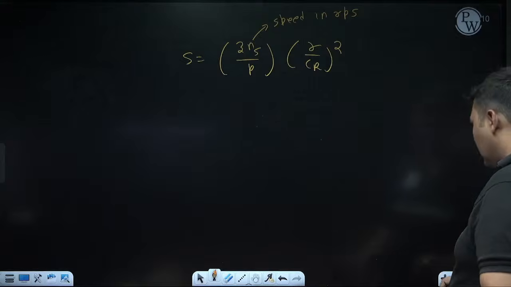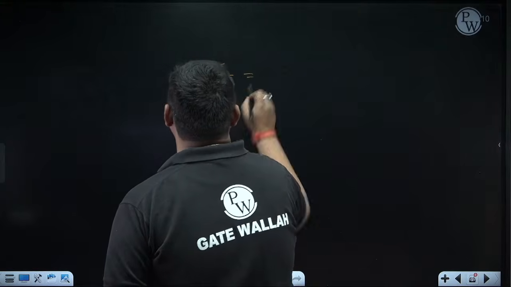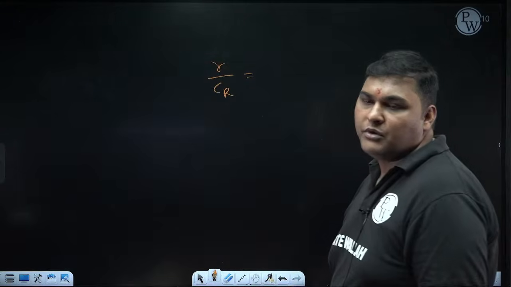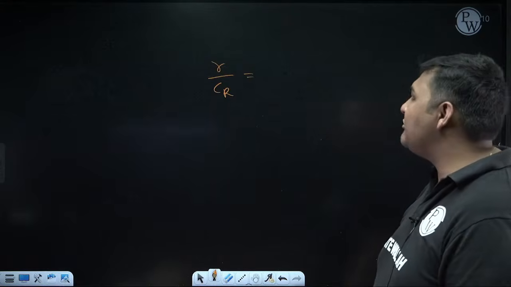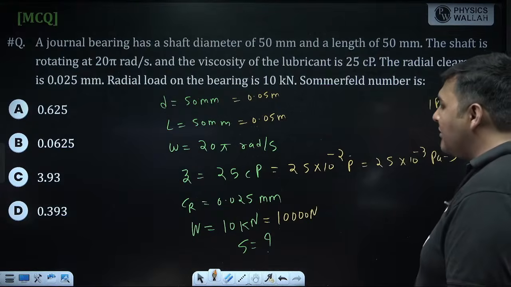Now r by CR whole square. For that I am calculating r by CR separately. It is a unitless ratio, na? So here what you can do, either put both r and CR in mm because it is unitless, or put both in meter. Suppose I am putting it in mm, because it is a unitless ratio. So CR in mm is 0.025 mm.